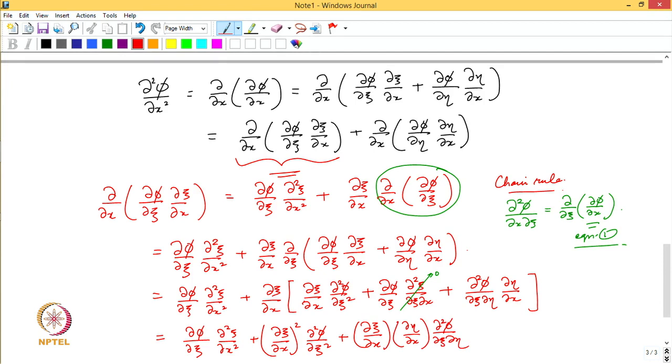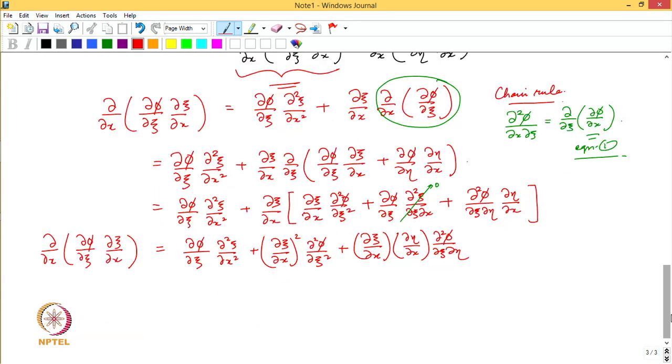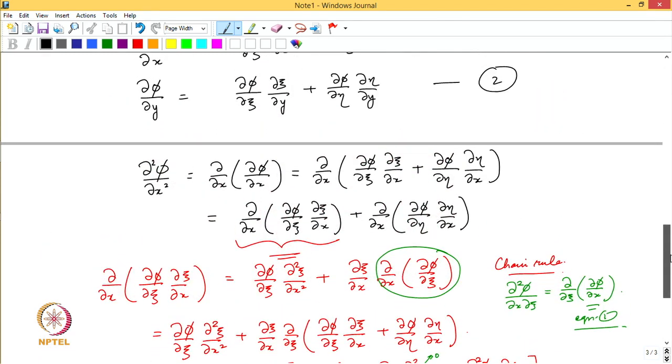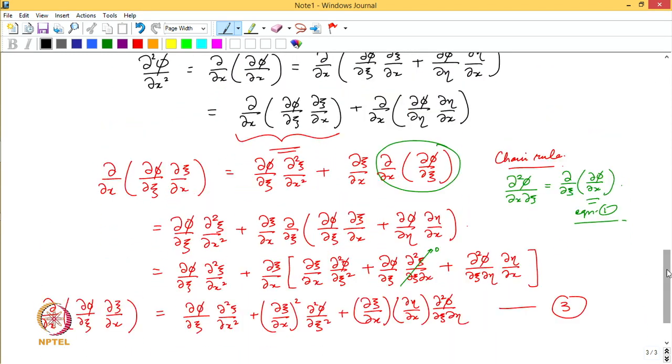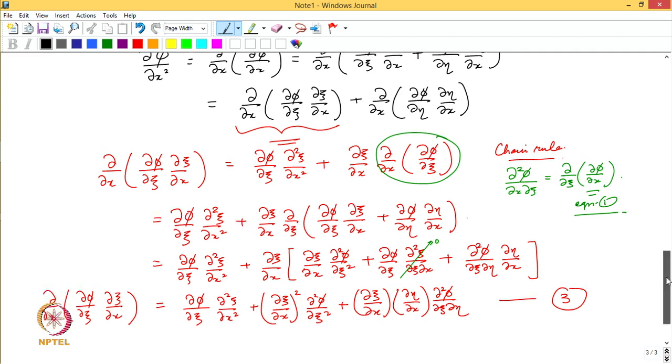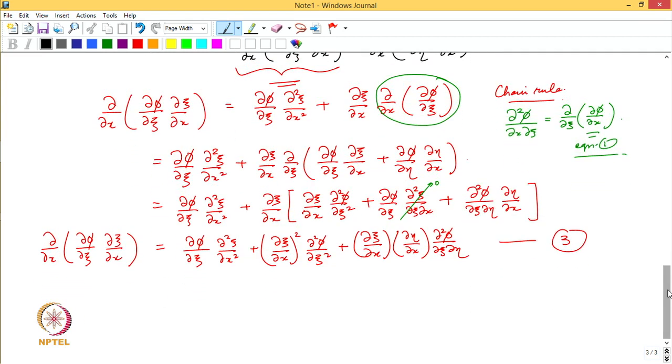This is what we will have for ∂/∂x of ∂φ/∂ξ ∂ξ/∂x. So, let me say this is equation 3. As you can see, it is growing now. For example, one term only in that ∂²φ/∂x² gave me so many terms. We could do the other part as well, but let us now focus on ∂²φ/∂y².